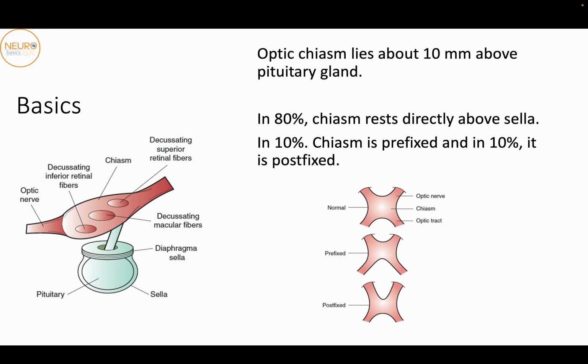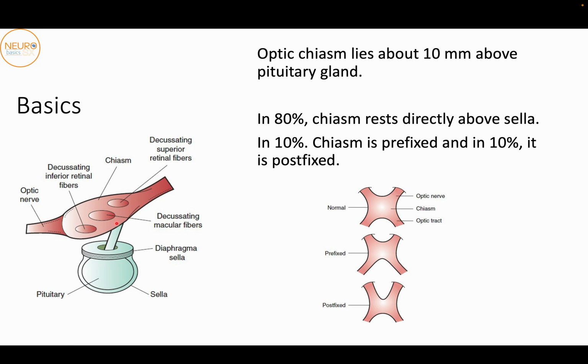Now, the two optic nerves will join together and form the optic chiasm. The optic chiasm will lie about 10 millimeters above the pituitary gland. And the optic chiasm usually ends up lying a little bit behind the pituitary, despite whatever is shown in this image. So in 80% of cases, it does lie above the sella, but more posterior to the pituitary.